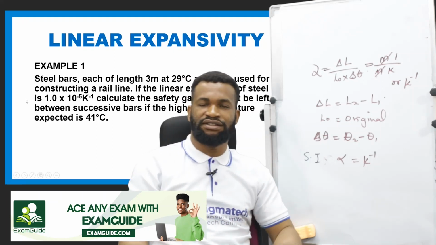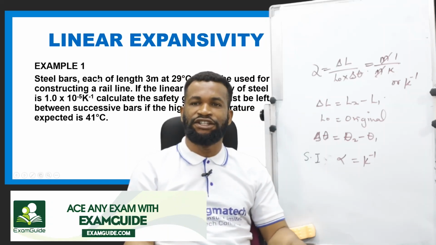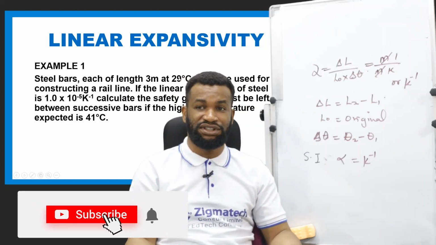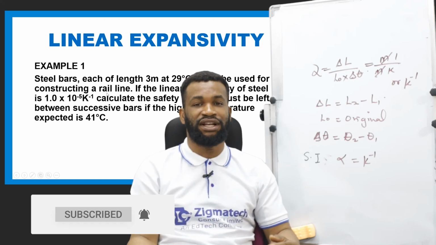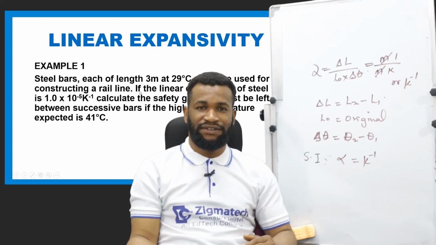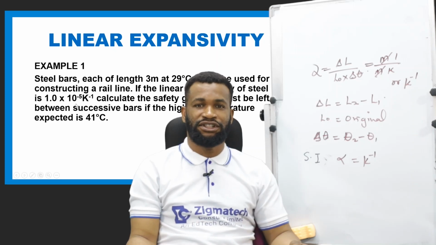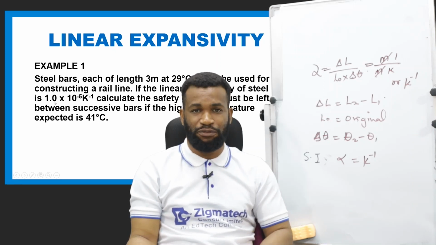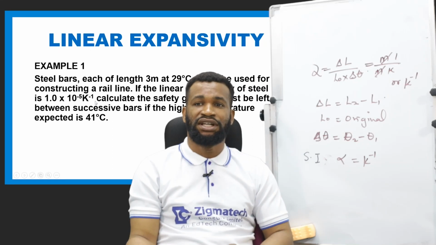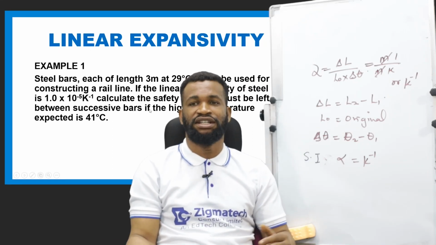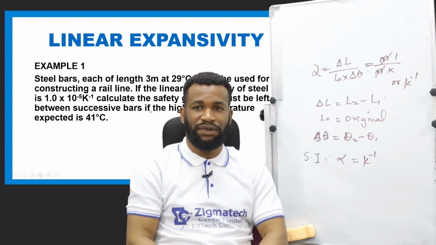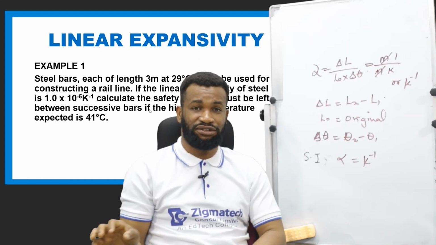Now we are going to look at this problem. Steel bars, each of length 3 meters at 29 degrees Celsius, are to be used for constructing a rail line. If the linear expansivity of the steel is 1.0 times 10 raised to power minus 5 per Kelvin, calculate the safety gap that must be left between successive bars if the highest temperature expected is 41 degrees.